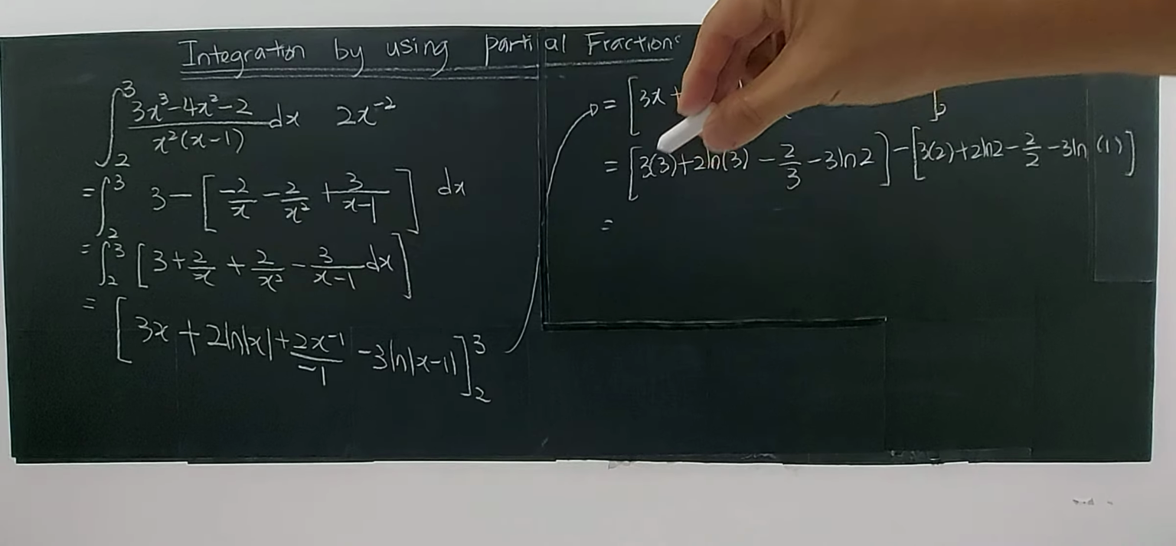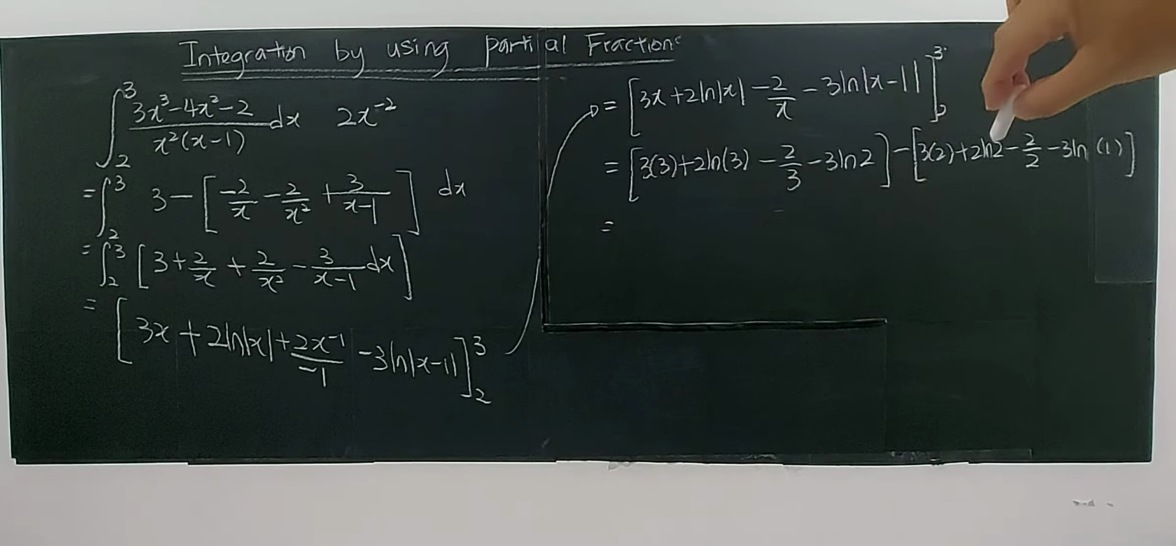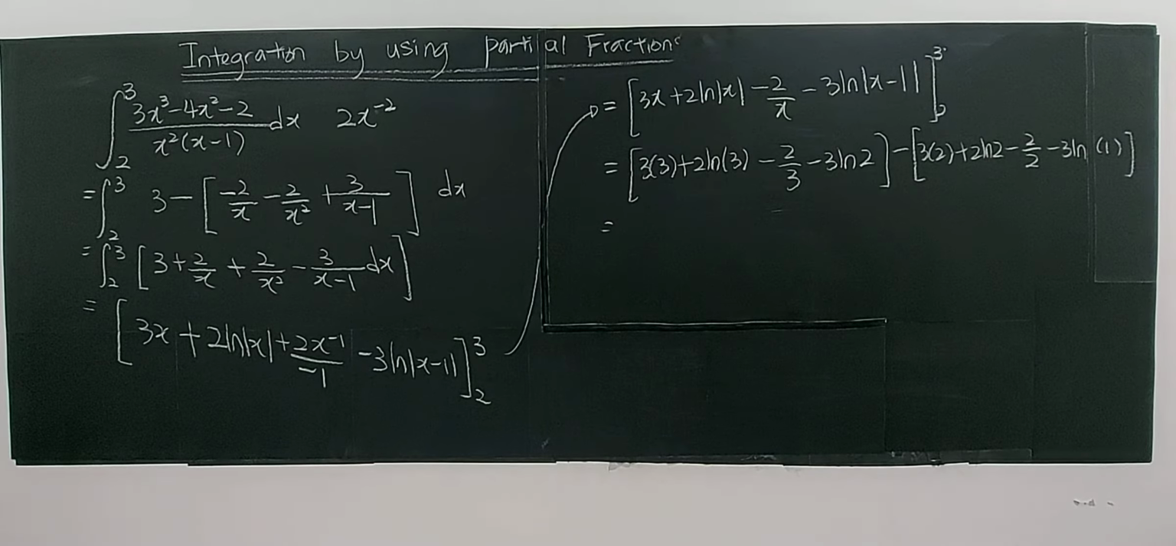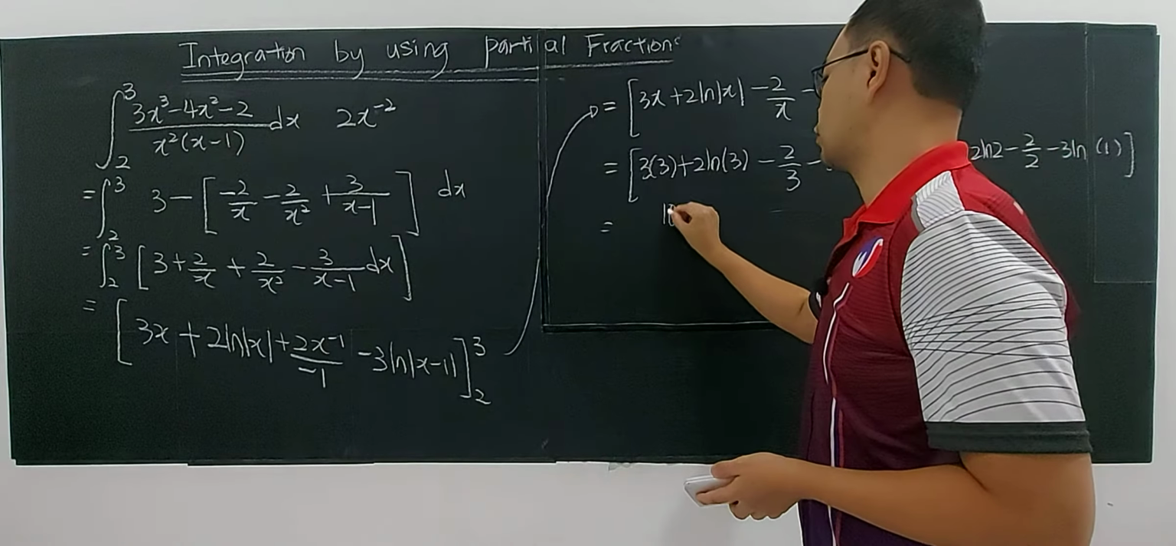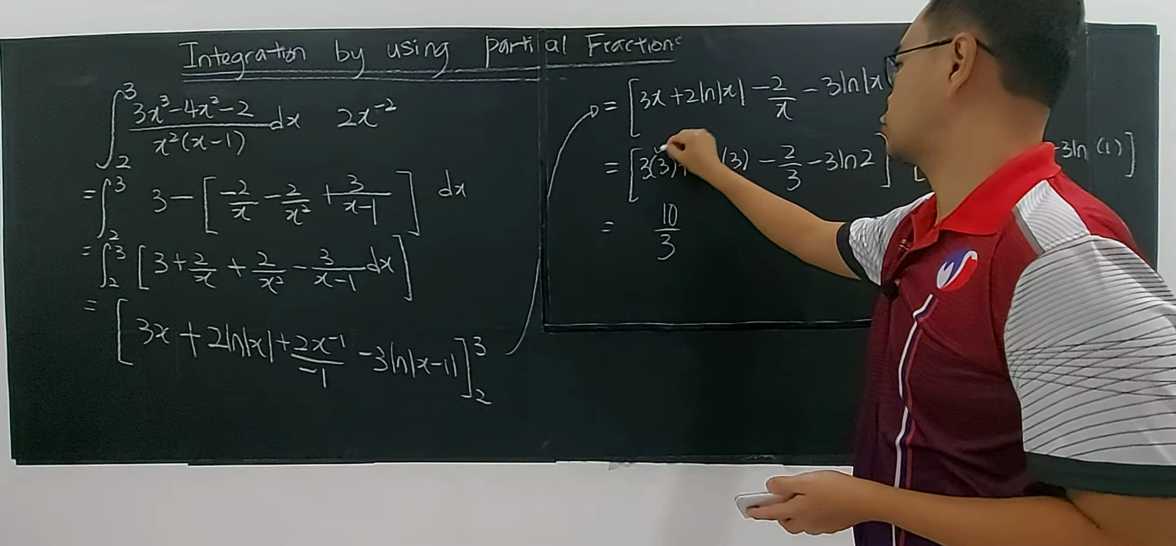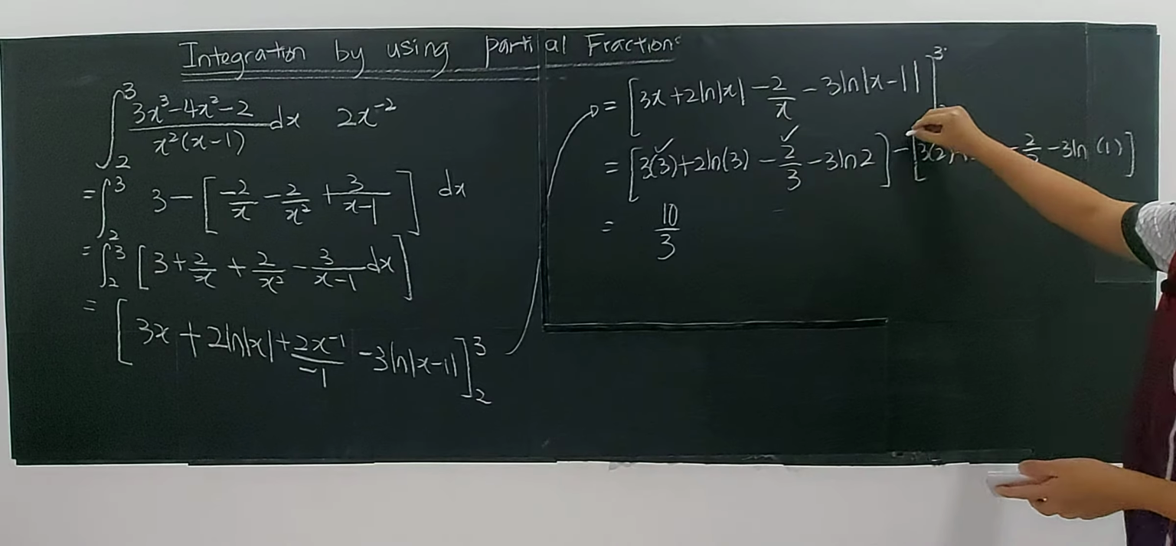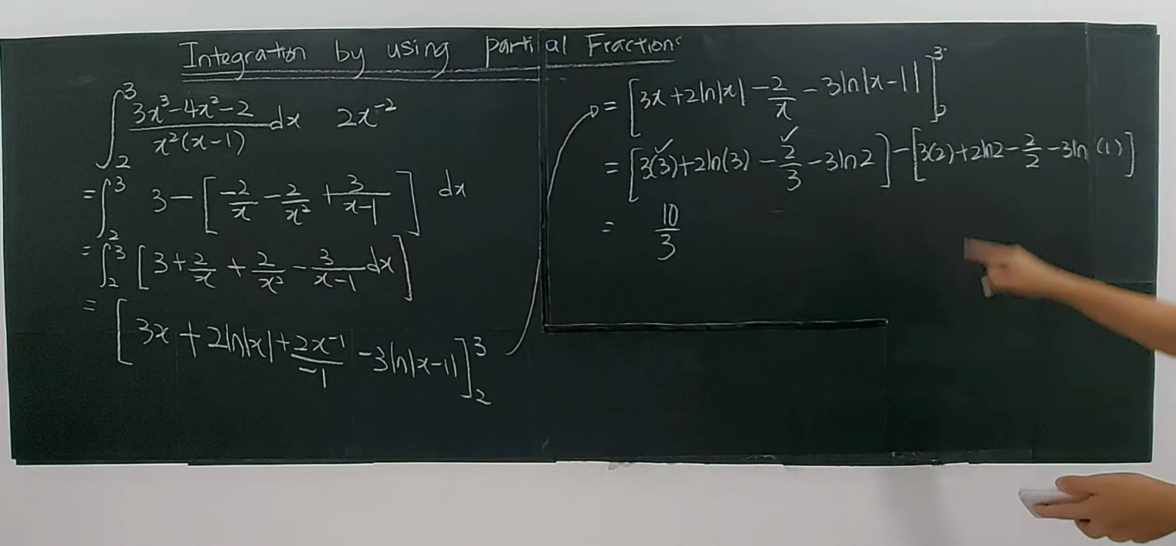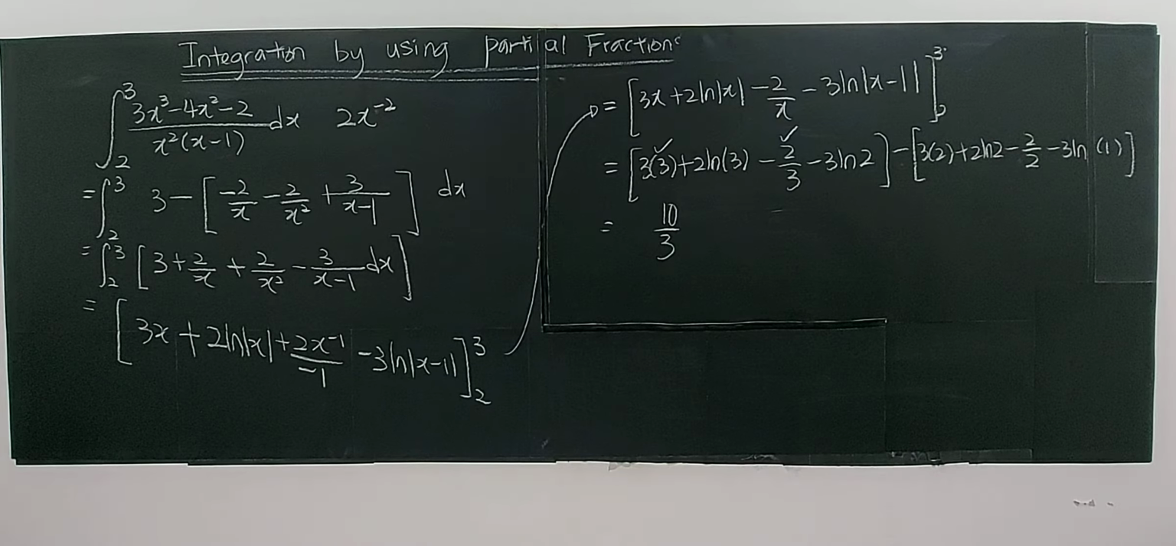We're calculating all the numbers without the ln. I add up everything here. I will get 10 over 3 for this, as 9 minus 2 over 3, negative 6 plus 1. So I'm getting 10 over 3.